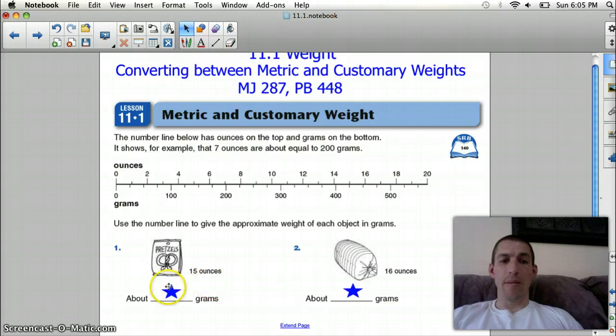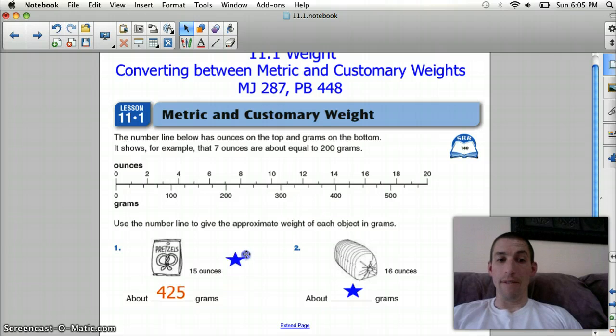Now, this is something you're going to be asked to do in class, where if this weighs 15 ounces, where would 15 be? Well, it'd be between 14 and 16, so 15 is right there. How many grams would it be? Well, it'd be about 400. Let's see, it's between 400 and 500. In the middle, 450 is right here, so it'd be 425.